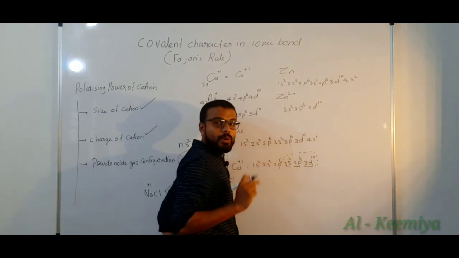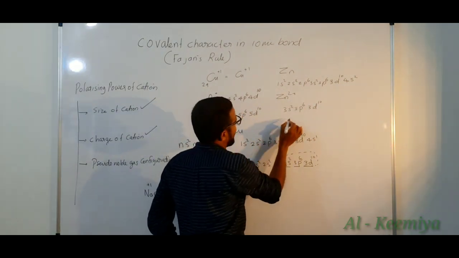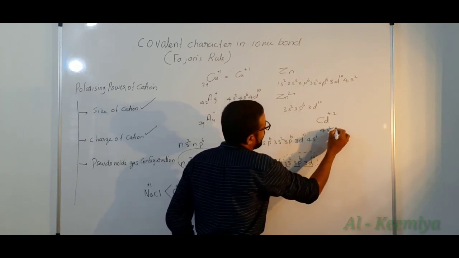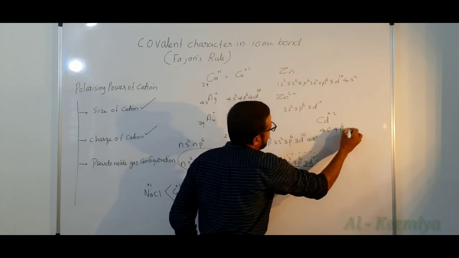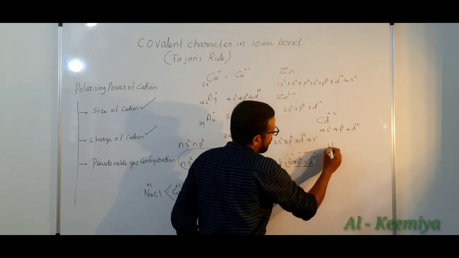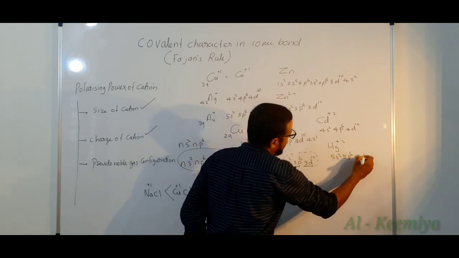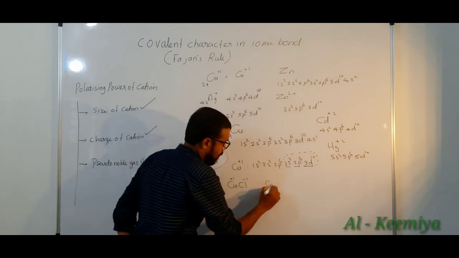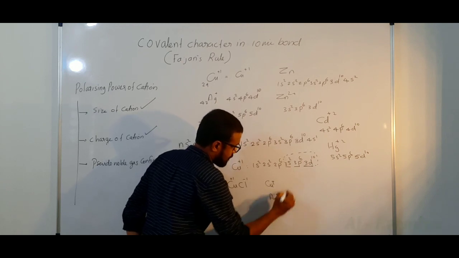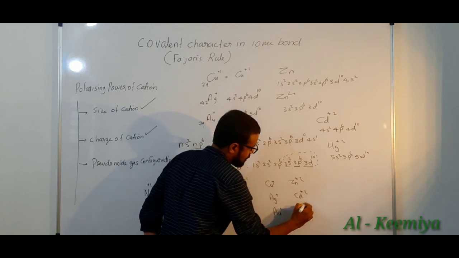Just below zinc in periodic table we know that which element it is? Cadmium. Cadmium 2 plus. It will be what? 4s2, 4p6, 4d10. Okay, next just below that mercury 2 plus. It will be what? 5s2, 5p6, 5d10. So Cu plus, then Ag plus, Au plus, Zn2 plus, Cd2 plus and Hg2 plus.